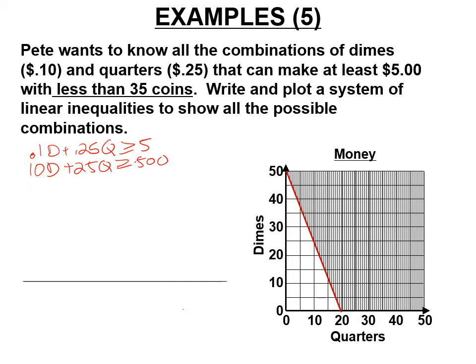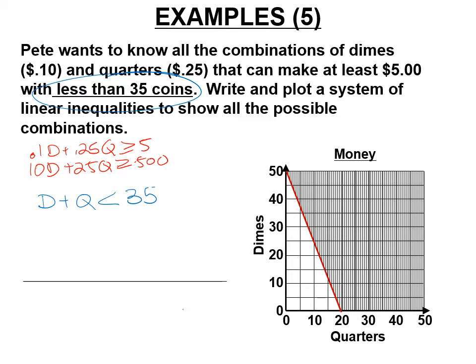So let's see, at least $5 with less than 35 coins. So the amount of dimes plus the amount of quarters has to be less than 35. So we are going to graph that on the same plot.